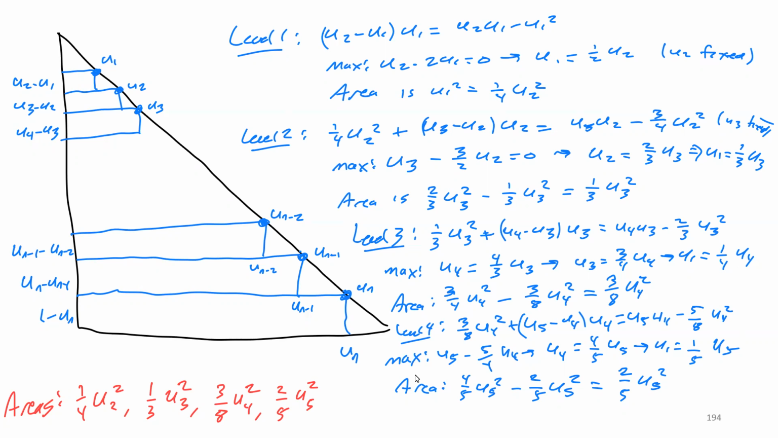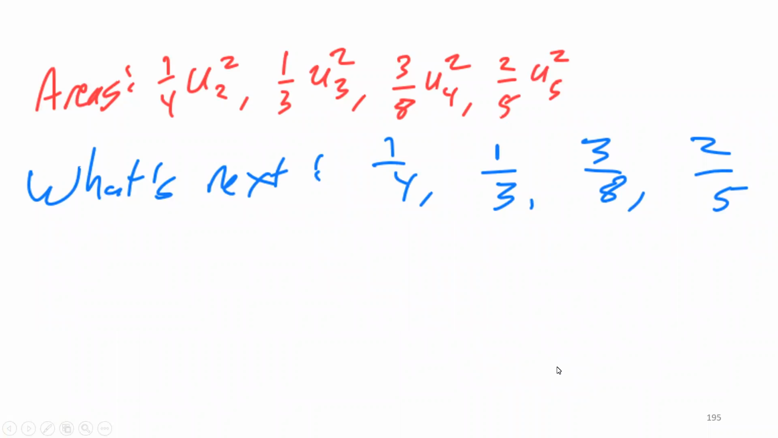We do a similar calculation for the next level, and we get u_1 equals 1/5 u_5 at the end of the algebra, and the area of the first few pieces is 2/5 u_5 squared. So just one rectangle was 1/4 u_2 squared. The first two rectangles was 1/3 u_3 squared. The first three was 3/8 u_4 squared. The first four was 2/5 u_5 squared. So the sequence is looking like 1/4, 1/3, 3/8, 2/5. And the question is, what is the next term in the sequence?